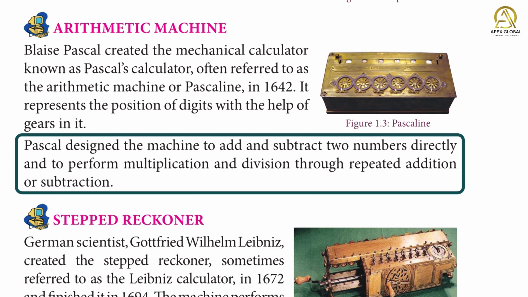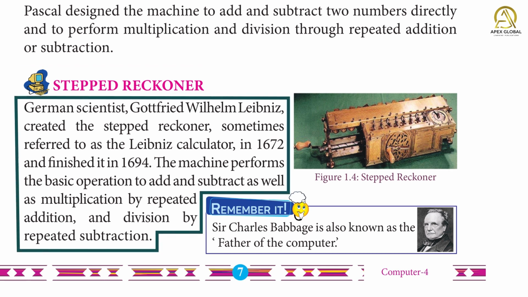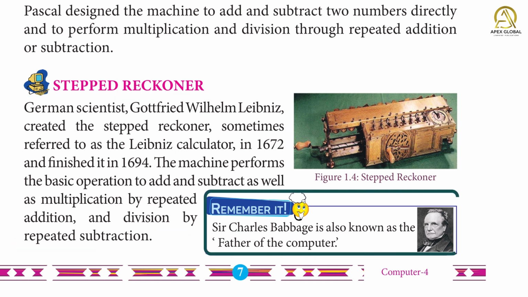Stepped reckoner. German scientist Gottfried Wilhelm Leibniz created the stepped reckoner, sometimes referred to as Leibniz calculator, in 1672 and finished it in 1694. The machine performs the basic operations to add and subtract as well as multiplication by repeated addition and division by repeated subtraction. Remember it! Sir Charles Babbage is also known as the father of the computer.